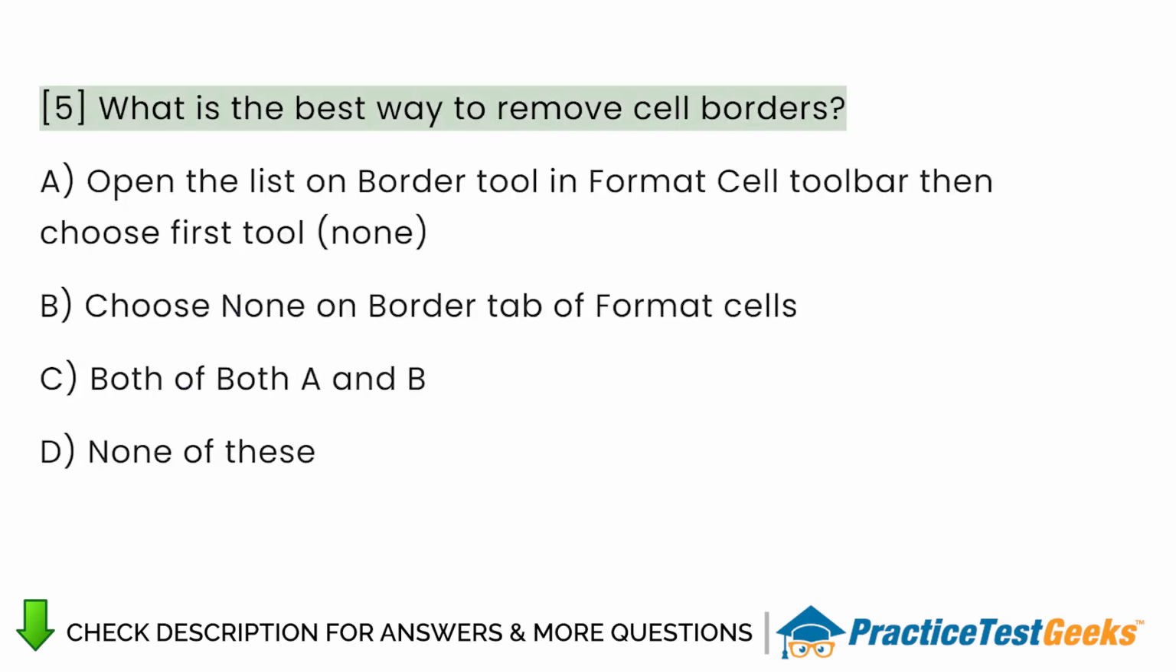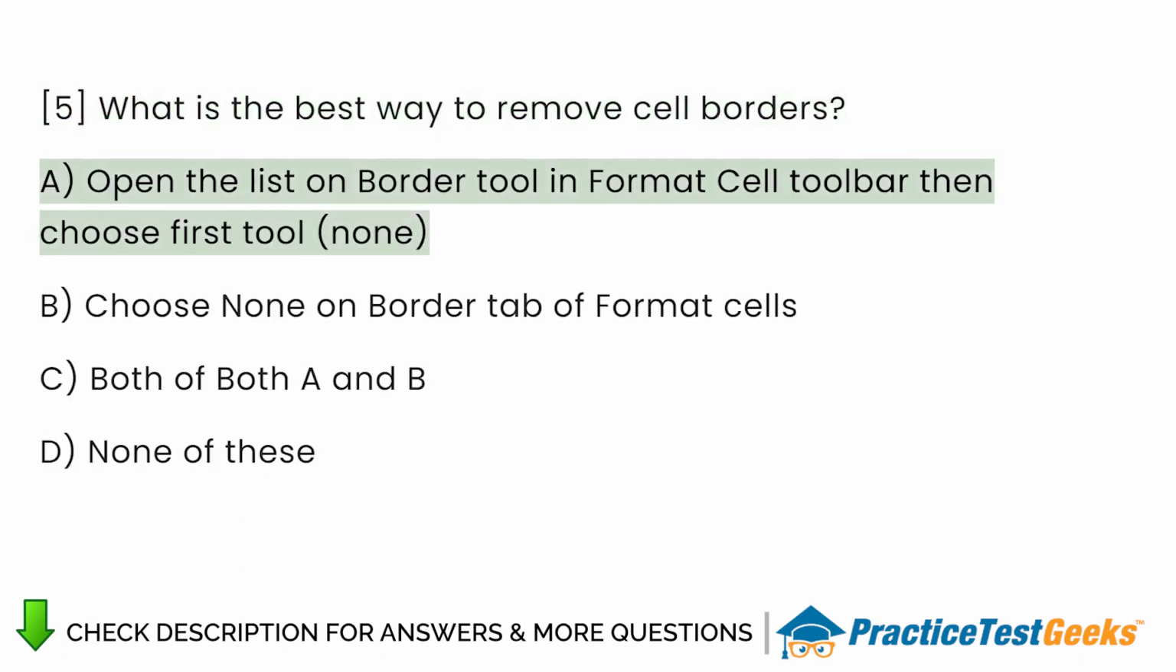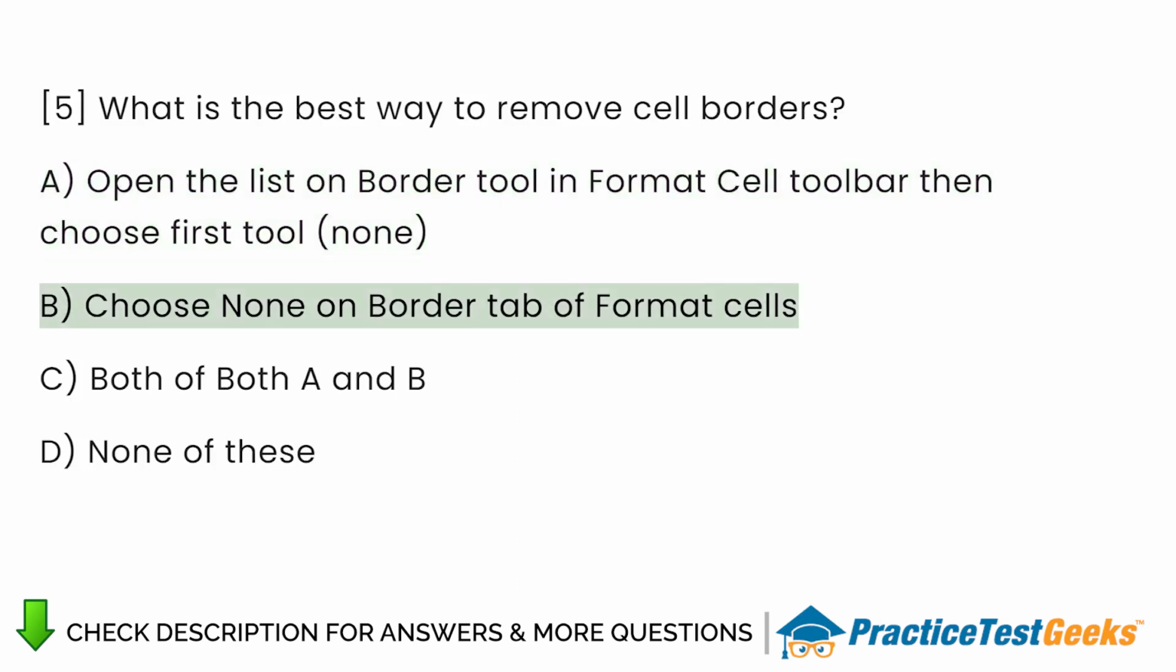What is the best way to remove cell borders? A. Open the list on Border tool in Format Cell toolbar, then choose First tool. B. Choose None on Border tab of Format Cells. C. Both A and B. D. None of these.